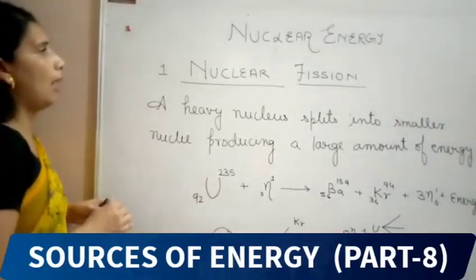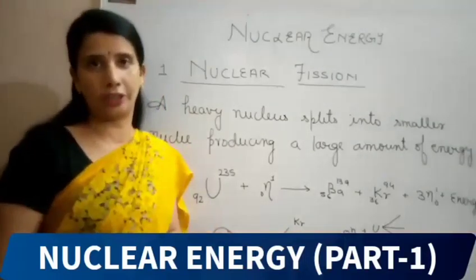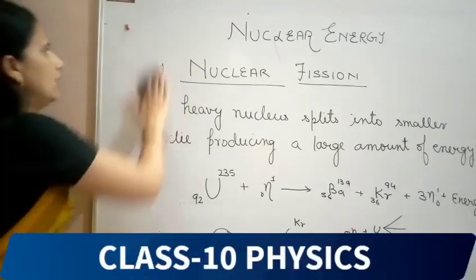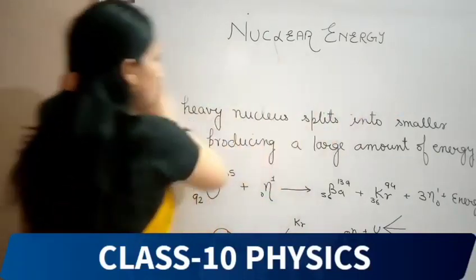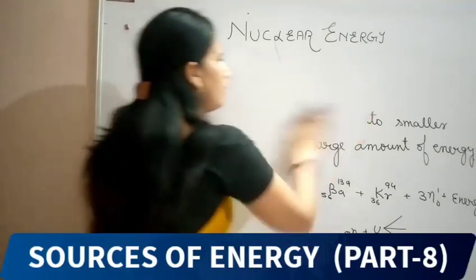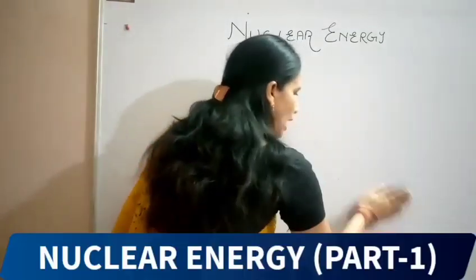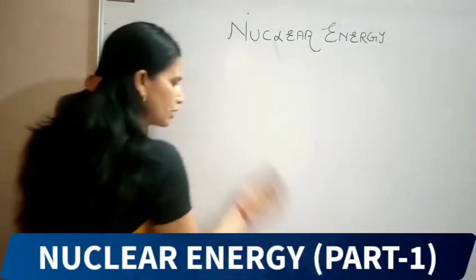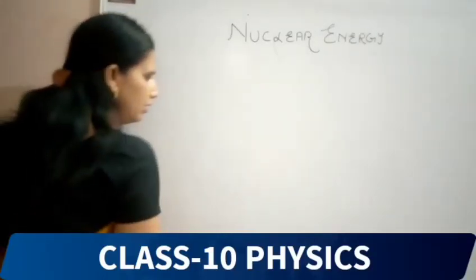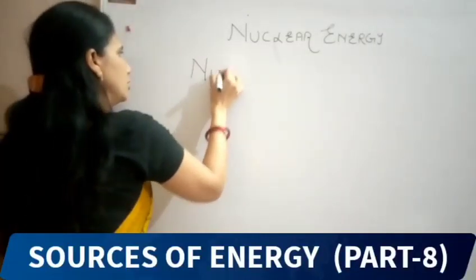Now we will be dealing with the nuclear power plant, and how to utilize this energy. You have to remember this equation. It is a very important one. Okay, let's see what a nuclear power plant is. A nuclear power plant is actually a place where we can utilize this nuclear energy in producing electricity. The concept is the same which we were using earlier in this chapter.